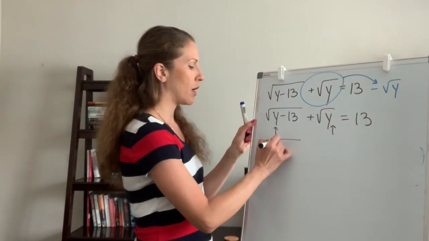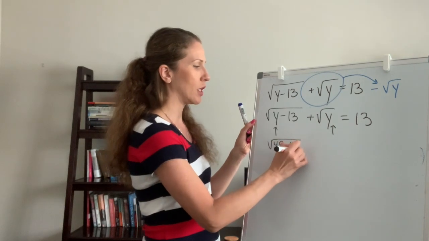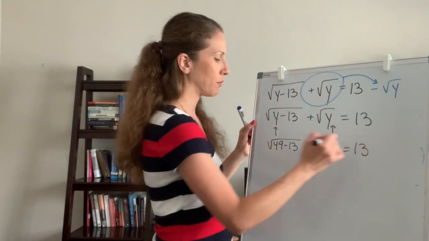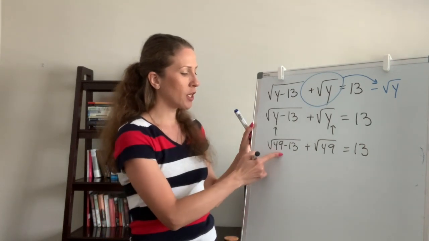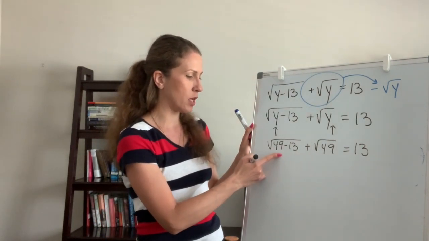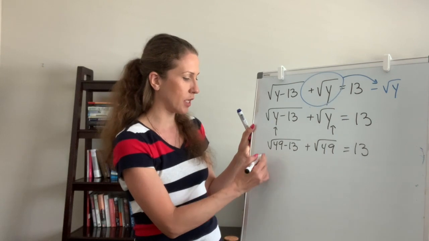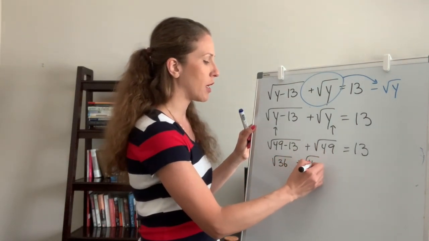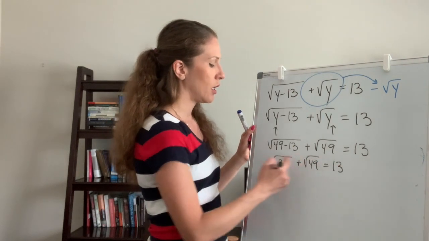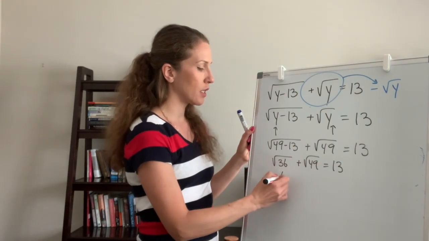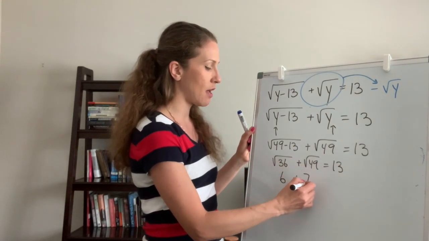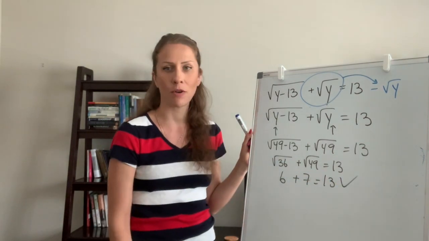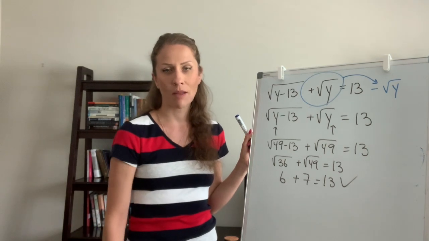So here we go. Square root of 49 minus 13 plus square root of 49 equals 13. So 49 minus 13 under this root is 36. So square root of 36 plus square root of 49 equals 13. Square root of 36 is 6, square root of 49 is 7, 6 plus 7 is in fact 13. So my answer, 49, worked, and that means that that's my answer.